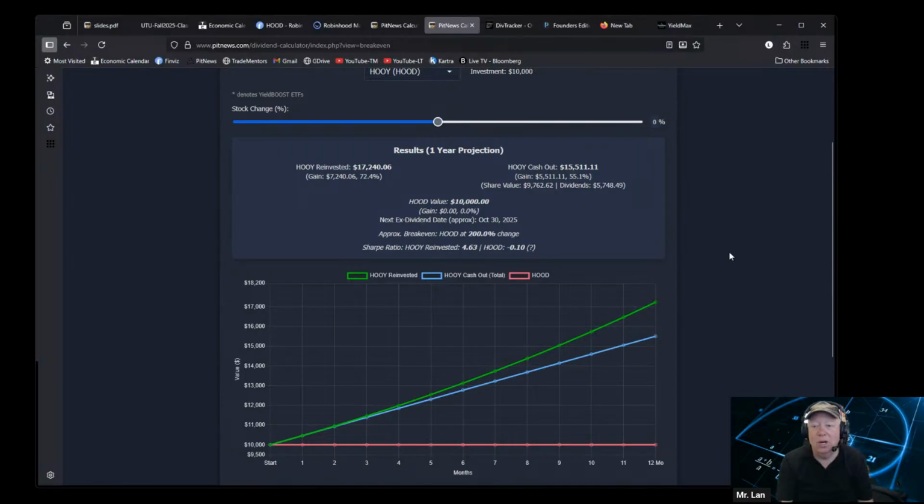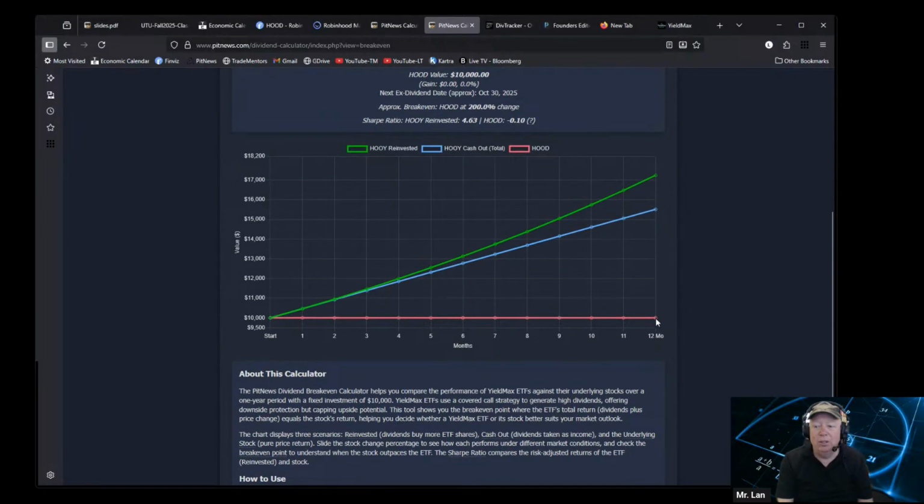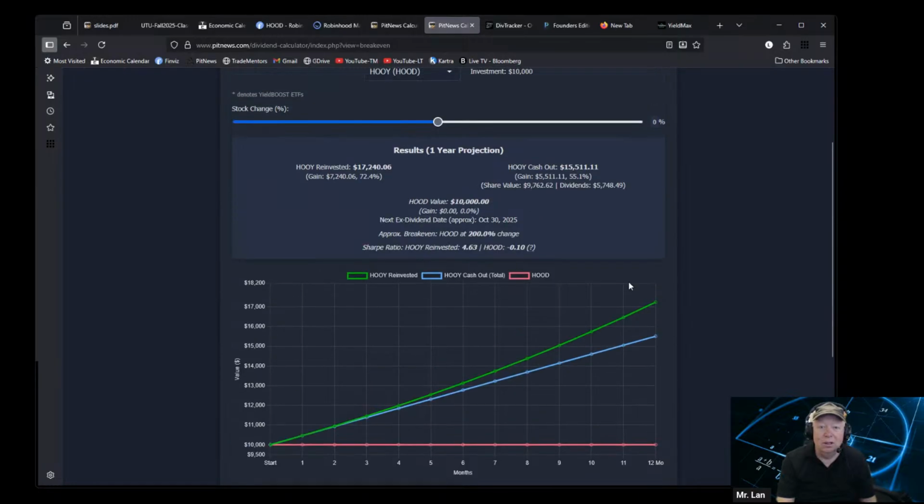That's the Robinhood program. So if Robinhood did nothing, you put 10,000 in at the end of the year, HOOY would have got 7,000. And if you had just taken the money out and spent it, you'd have made 5,000. That's pretty cool. Can't complain about that. All right, so you made 55%. Well, Robinhood made nothing. But that's your insurance premiums that are coming into you every month.